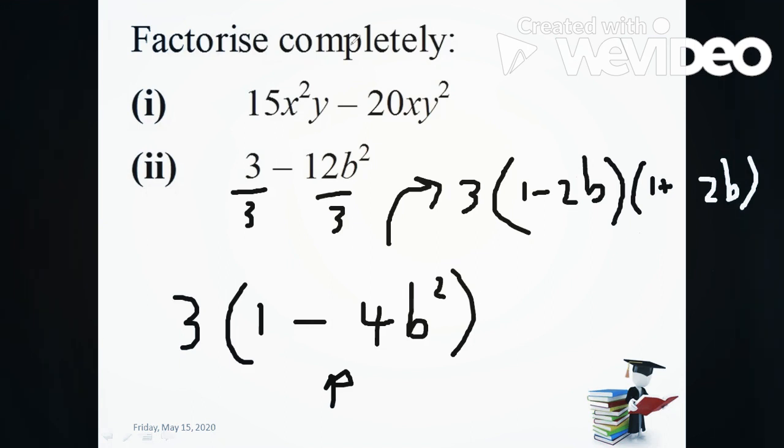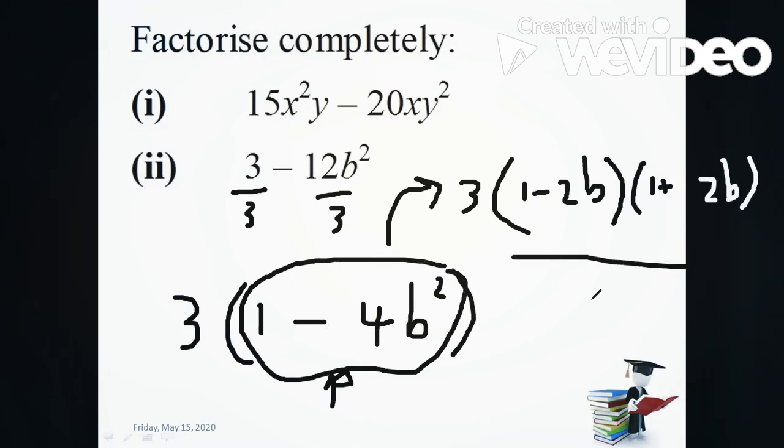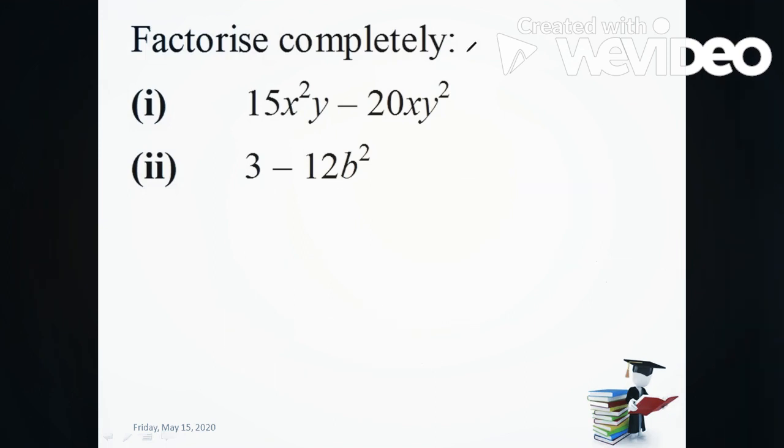So it turns out that this is a difference of 2 squares, and we factorize this part to get this part. All right, so this question here is a two-part question, two types of factorization. All right, let's move on.